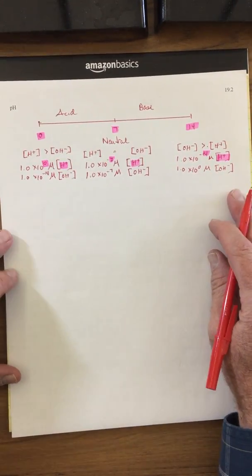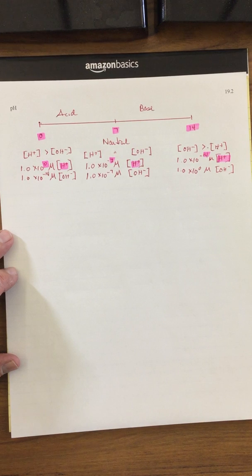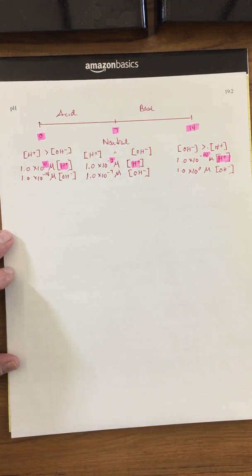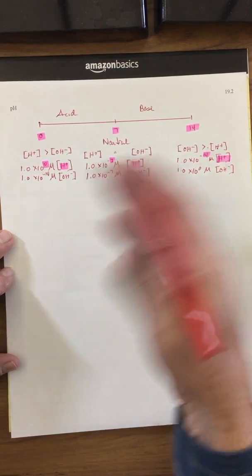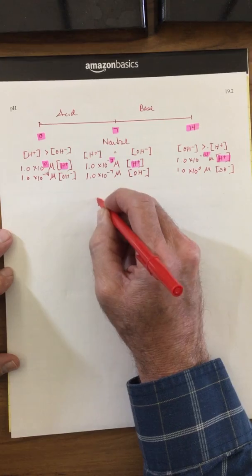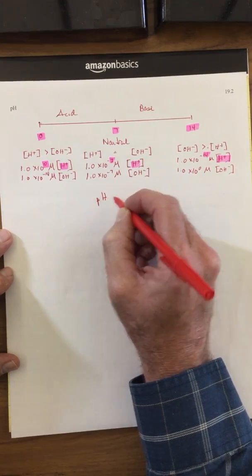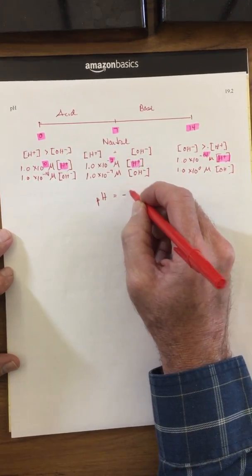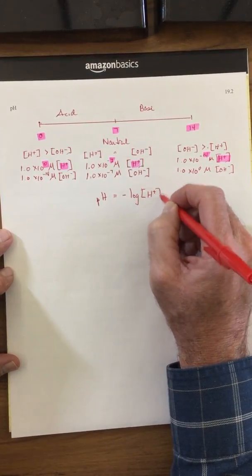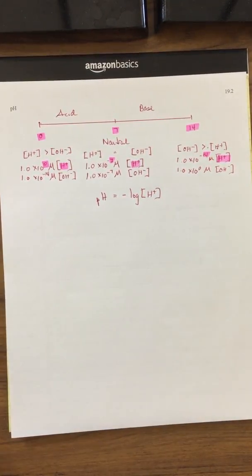I'm going to give you an equation which you will not have to use, but I want to give it to you anyway so you can see how this works. And we're going to go over the tricks to solving for these things without using the calculator. Here's the definition though of pH. The pH is going to be equal to the negative log of the hydrogen ion concentration.